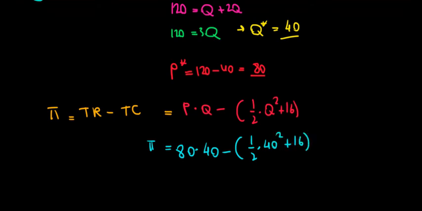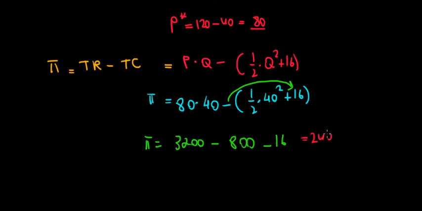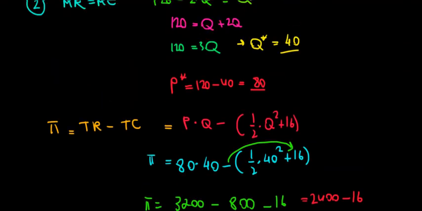Okay, let's work out the math here, because I think it's going to be quite simple if we do it in our mind. So profit equals 80 times 40. That's 3200, minus 1/2 times 40 squared. 40 squared, that's 1600, divided by 2, that's 800. So minus 800. And then minus positive 16, so minus 16. 3200 minus 800, that's equal to 2400. Minus 16. And the last step seems to be pretty simple as well. 2400 minus 16 is 2384. So that's going to be the profit for the monopolist, and we are done.